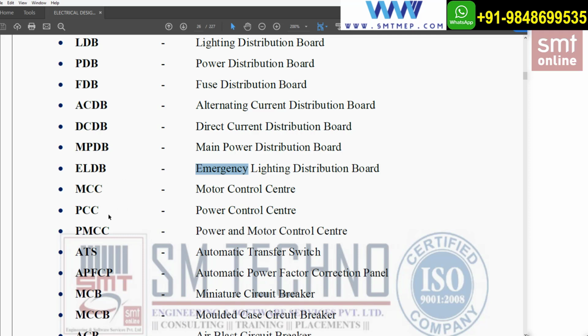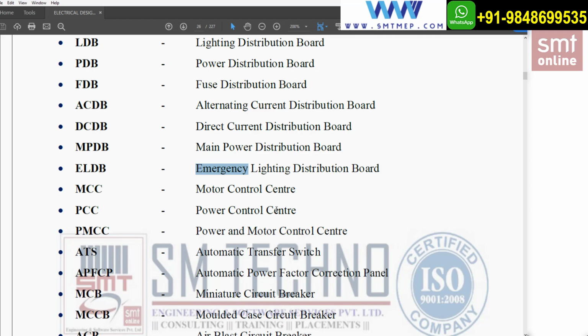Next, we are having MCC, PCC, motor control center, power control center. For example, in my building, I have some 10 different types of machines for the HVAC, for the plumbing, for the firefighting, for the mechanical concepts, etc. Instead of going for individual panels, I will take one panel called MCC, which will look after all my machines. That is called the motor control center.